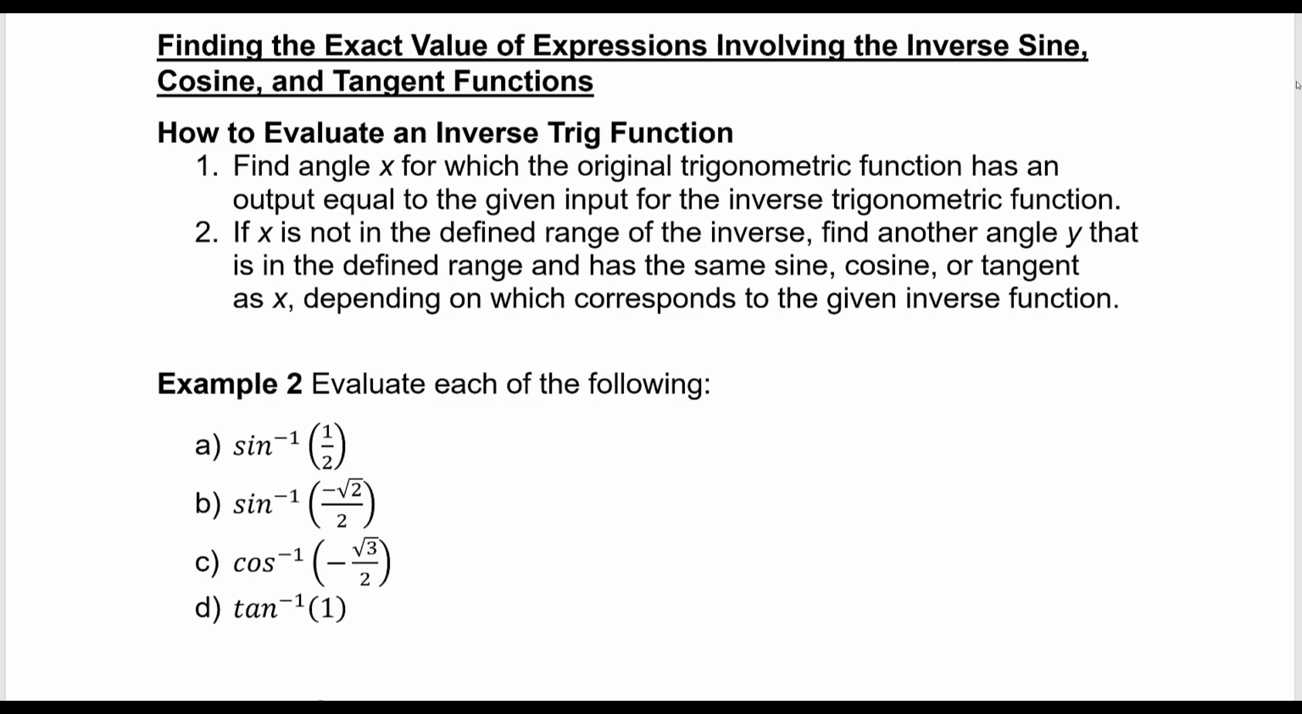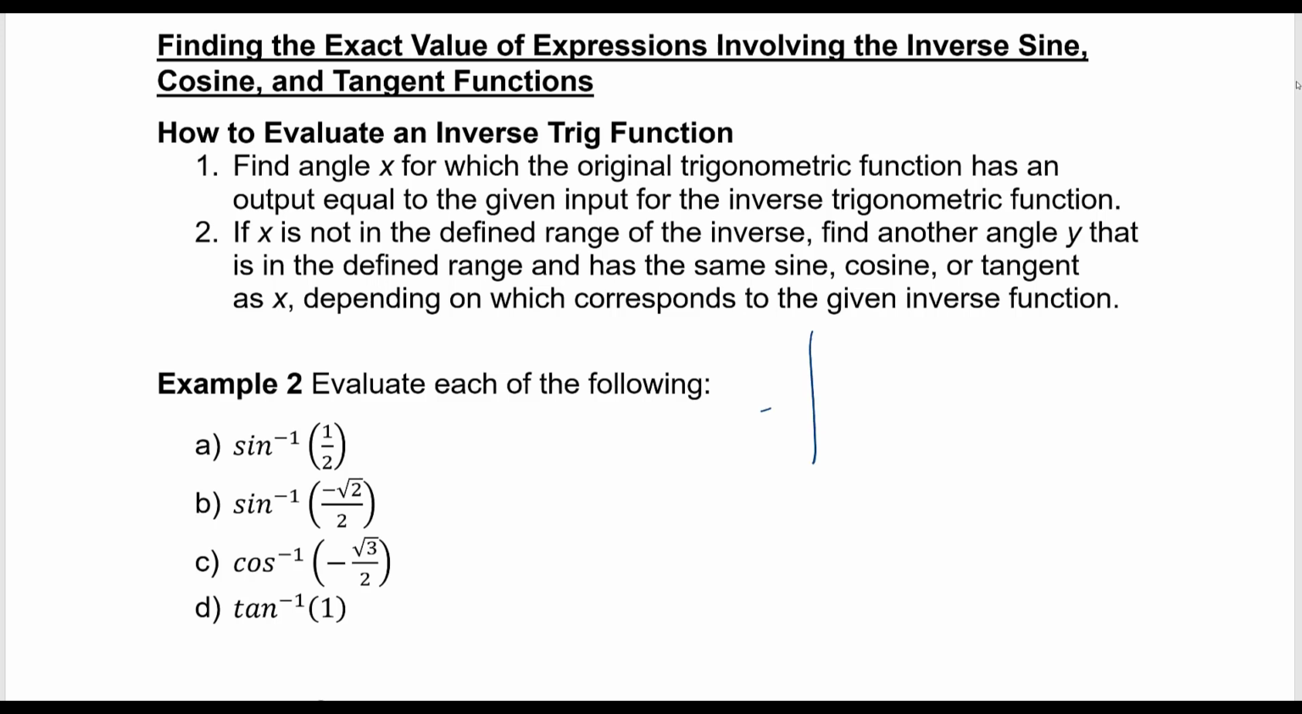So it says how to evaluate an inverse trig function. Find an angle x for which the original trigonometric function has an output equal to the given input of the trigonometric function. Keep in mind, though, the domain and range we're dealing with. If x is not in the defined range of the inverse, find another angle y that is in the defined range and has the same sine, cosine, or tangent as x, depending on which corresponds to the inverse function. So first one here, we see sine inverse of 1/2.